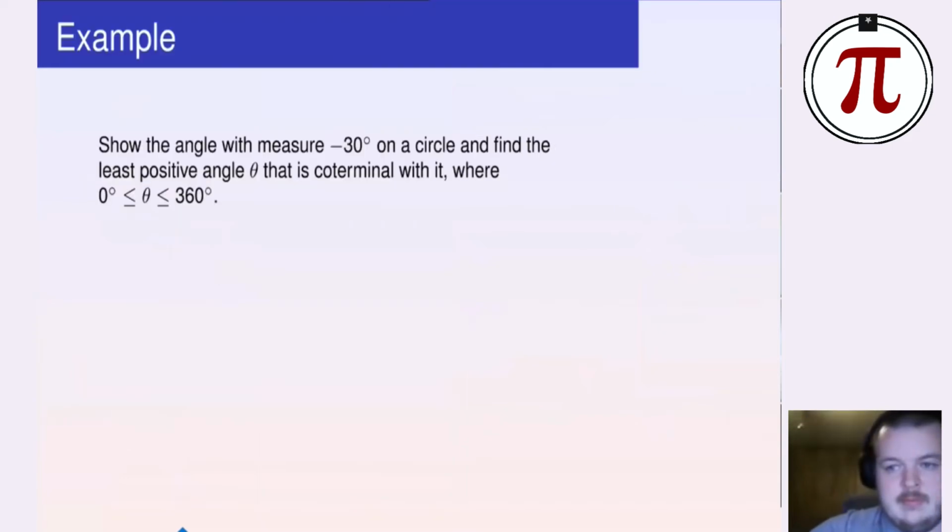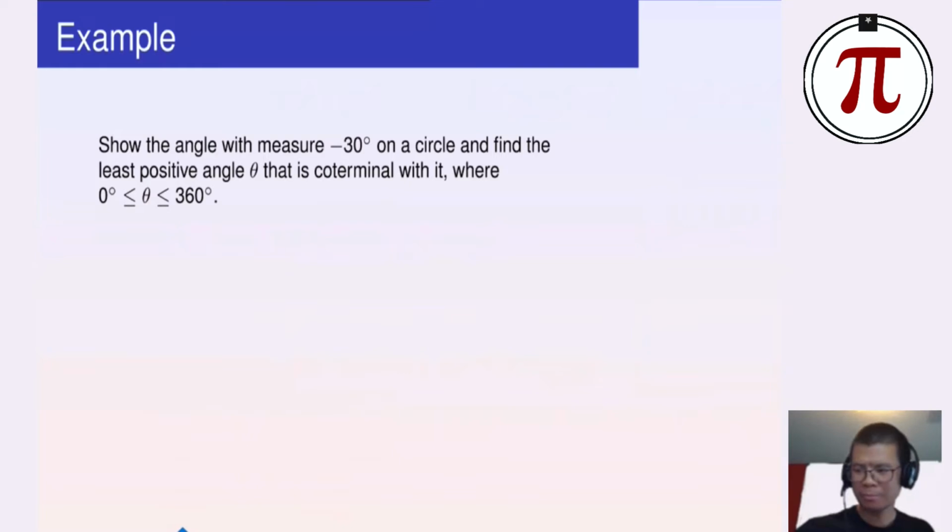Now here, consider another example. Joshua, can you read first, please? Show the angle with measure on the circle and find the least positive angle theta that is coterminal with it, between 0 degrees and 360 degrees. Very good. Thank you, Joshua. So let's do this one together.